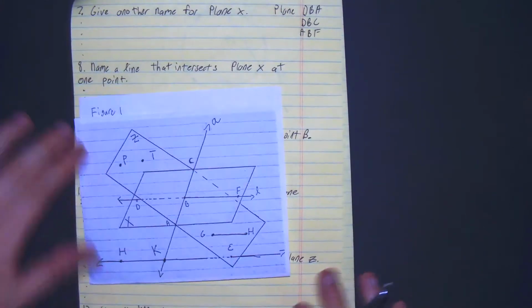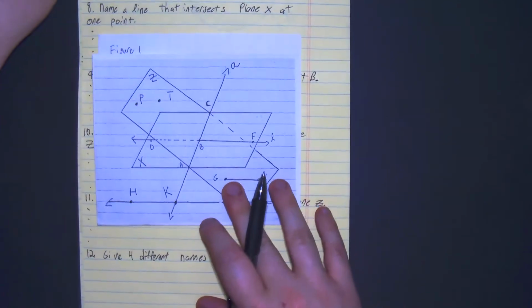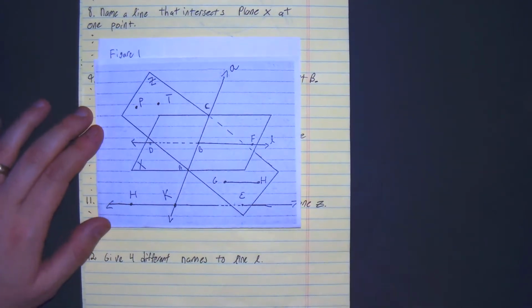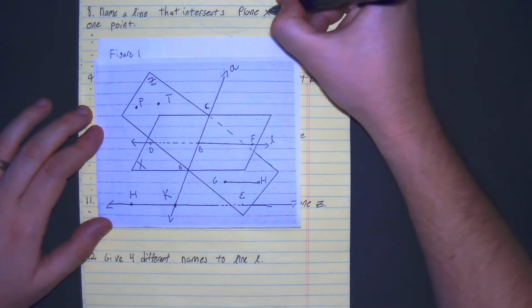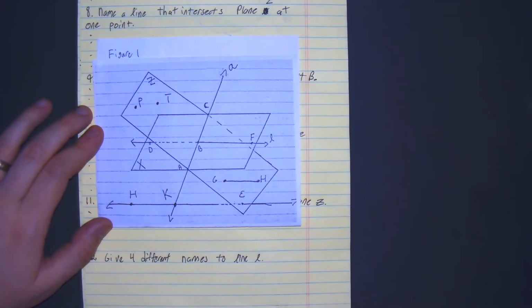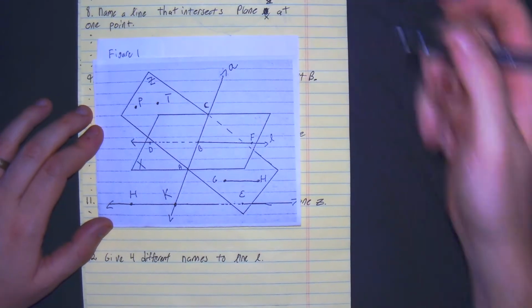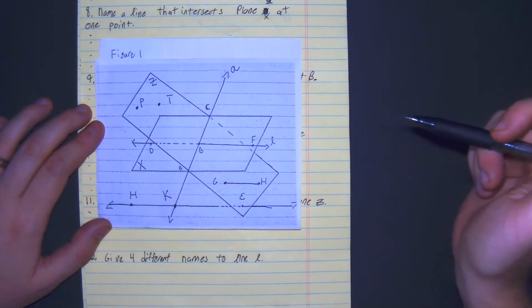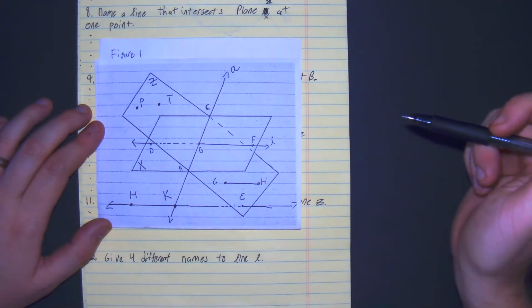All right, let's look at number 8. Name a line that intersects plane X at one point. Oh, it's plane Z, I meant. Name a, oh, it is X, oops, so I was right. I was just thinking ahead. Name a line that intersects plane X at one point. Plane X, yeah, it is Z.